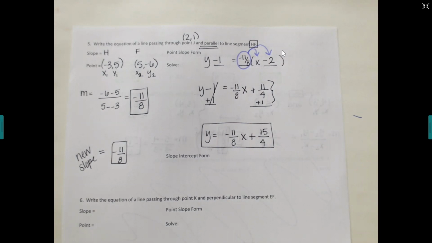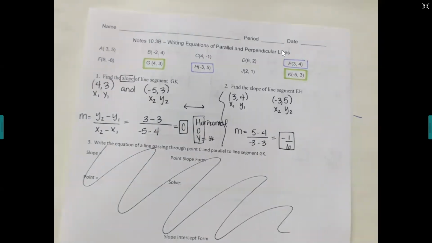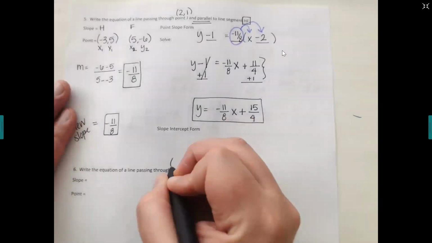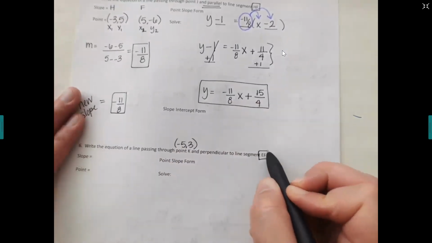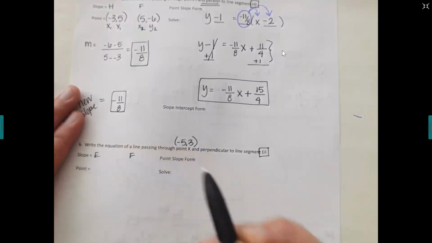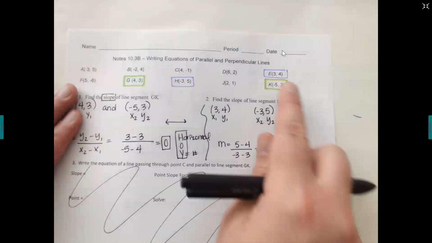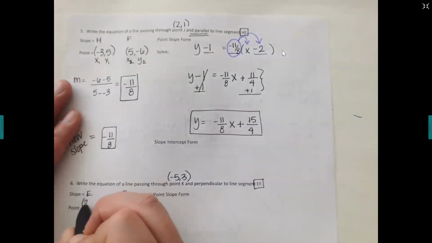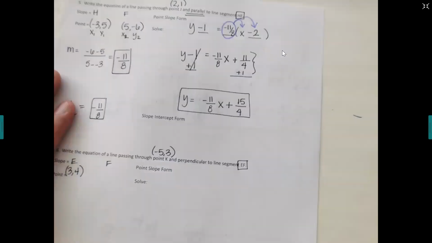So last example here, we want our equation to pass through point K. So I'm gonna flip over and see what point K is. Point K is -5, 3, so we see it right here, -5, 3. And then we want to be perpendicular to segment EF. So I'm gonna find points E and F, again, those are both on the front of your sheet. So it looks like E is 3, 4. And F is 5, -6.